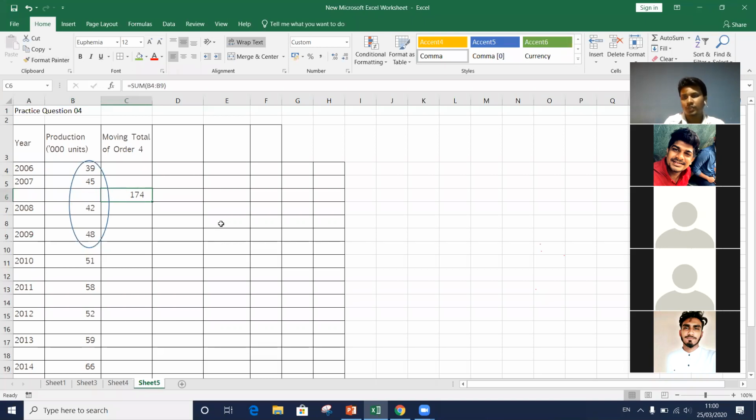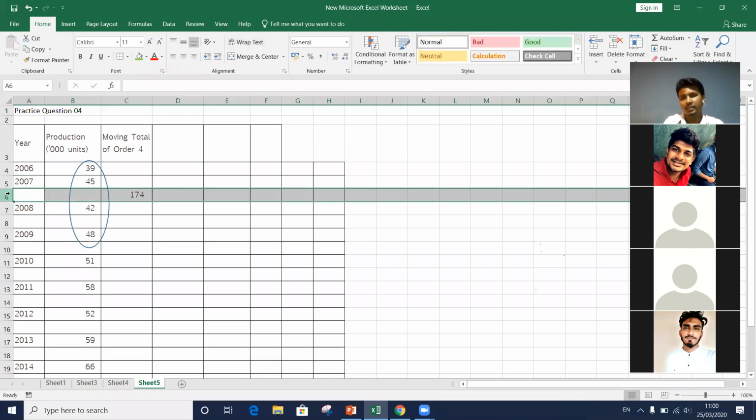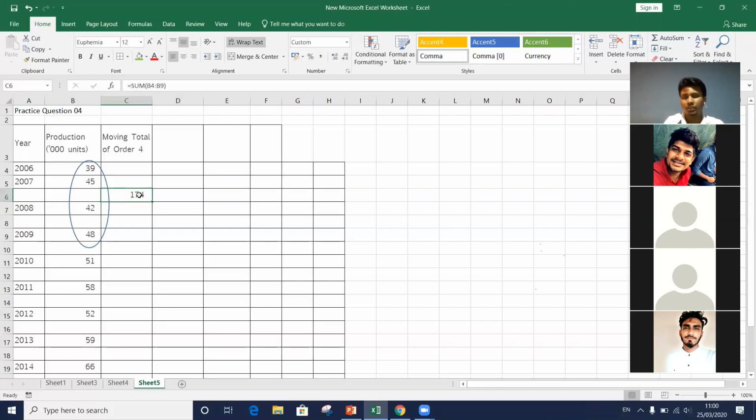We cannot write these moving totals and moving averages wherever we like. We must always write them directly at the middle figure. With order 4, the middle is between the second observation and the third observation. That is why we leave a gap, and the total must be written in that gap. We always write the totals and averages in front of the middle value. Between the second and third observation, we write 174, the total.